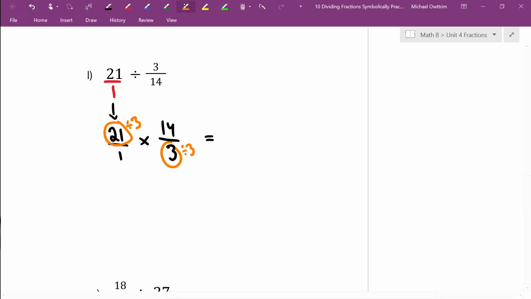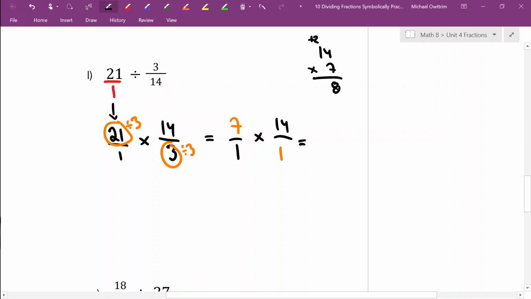So that'll give me 7 over 1 times 14 over 1. And this is a little bit easier to work with. I still have a little bit of multiplication to do, but no simplification at the end. So 7 times 14, 7 times 4 is 28. 7 times 1 plus 2 is 9. This is 98 over 1, which is 98.